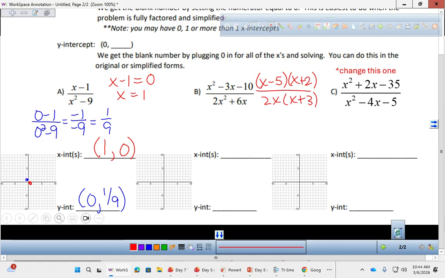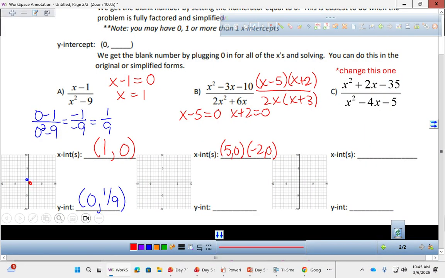So say we're working from factored form. The x-intercept happens when the numerator equals 0. Because if the numerator equals 0, the whole equation becomes 0, so the y value ultimately ends up as 0. So to find the x-intercept, I can set each numerator factor equal to 0. In this case, there are 2 x-intercepts: (5, 0) and (-2, 0).